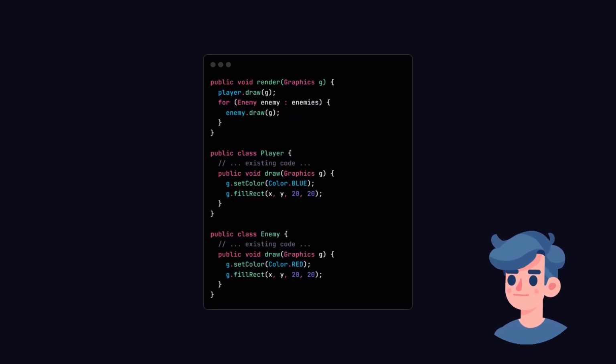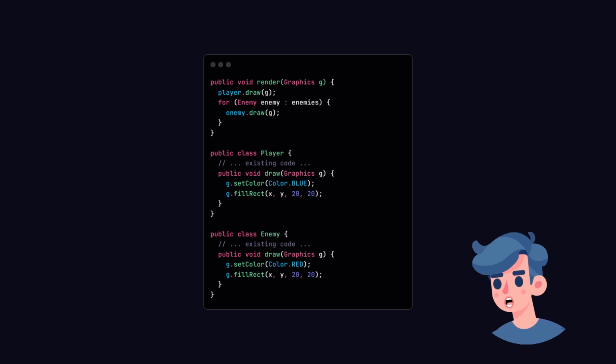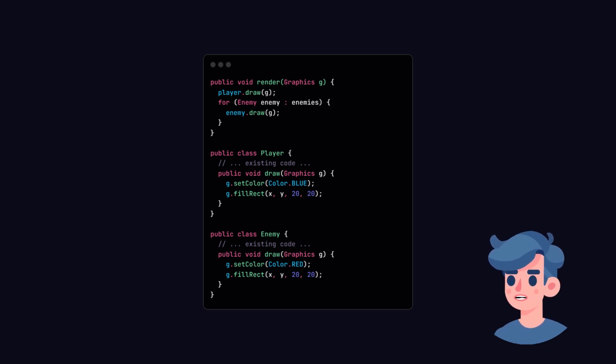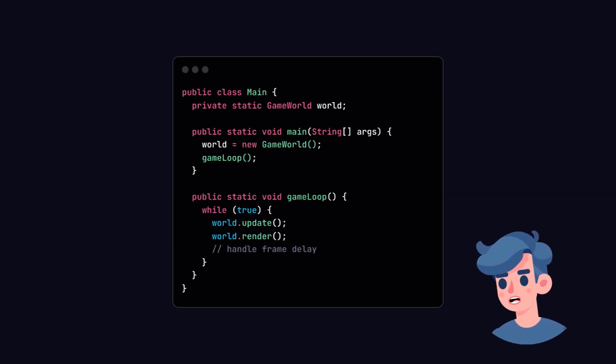With both player and enemy classes set up, we can now focus on the game rendering. We will need to draw the player and the enemies on the game window. Let's add a method in our GameWorld class for rendering the game objects. It's time to bring everything together in your main class. This class will initialize the game and run the main game loop. Inside the game loop, we will call our update and render methods.